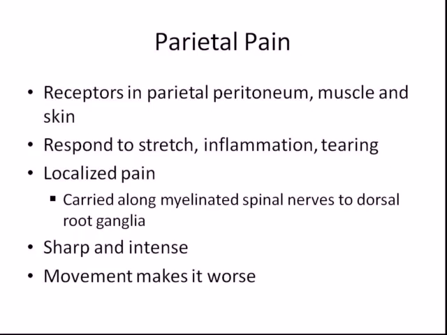Parietal pain, on the other hand, has receptors in the parietal peritoneum, muscle, and skin. In addition to responding to stretch, they respond to inflammation and tearing forces. In general, parietal pain is localized, carried along myelinated spinal nerves to dorsal root ganglia. Parietal pain is generally sharp and intense, and movement often makes it worse. A classic example of parietal pain is the focused right lower quadrant pain in later stages of acute appendicitis when the inflammation has reached the parietal peritoneum.